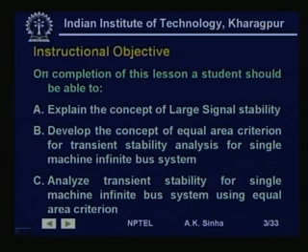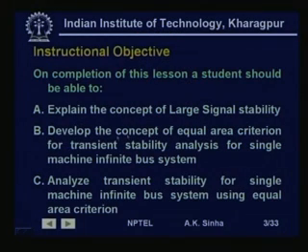Well, once we complete this lesson, you should be able to explain the concept of large signal stability. After that, you should be able to develop the concept of equal area criterion for transient stability. In fact, the large signal stability that we talk about is popularly known in power system literature as transient stability. So, we will interchangeably call them as large signal stability or transient stability.